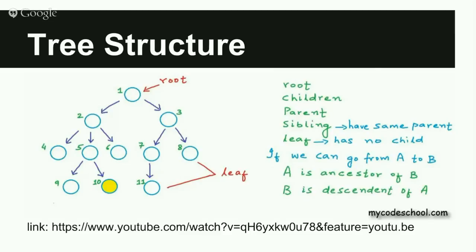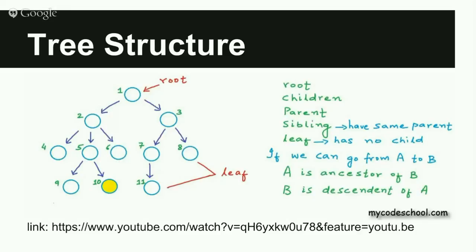So something defining about a tree is that each node can only have one parent, and that's what makes it different from a graph, because in a graph, a node can have several parents or several nodes leading into it. But with a tree, only one node will lead to it. So, okay, here are the terms. The first parent node is called the root. Anything that it leads to is a child, and they can be referred to as children.